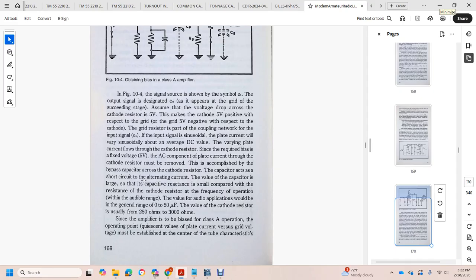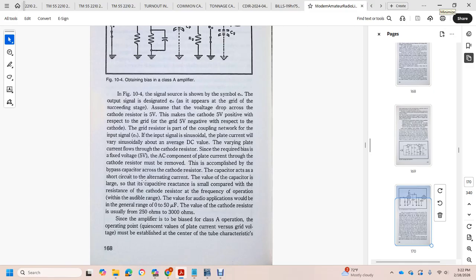The grid is 5 volts negative with respect to the cathode. The grid resistor is part of the coupling network. With the input signal cycle, the plate current varies, giving the varying signal with the average DC voltage. The varying plate current flows through the cathode resistor, and the required bias is the fixed voltage of 5 volts. The AC component of the plate current through the cathode resistor must be removed. The bypass capacitor across the cathode resistor acts as a short circuit for the alternating current. The value of the capacitor is large, so its reactance is small compared to the resistance of the cathode resistor at the frequency of operation. In the audible range, the value of the audio capacitor would be in the general range of 0 to 50 microfarads.